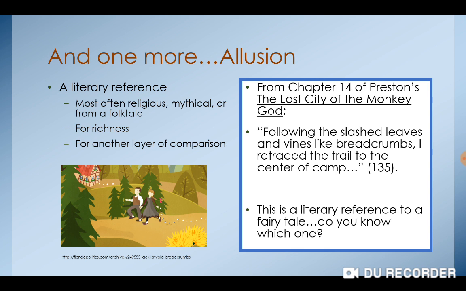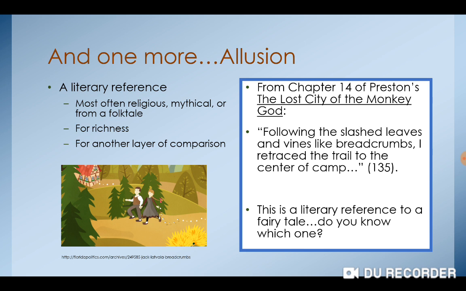So I'm going to show you an example and I'm going to talk about what the allusion is to and why Preston might have used it. This is from chapter 14. Following the slashed leaves and vines like breadcrumbs, I retraced the trail to the center of camp. This is again when Preston is lost in the woods. He's about to find the snake. But the line that's an allusion is he's following the slashed leaves and vines like breadcrumbs.